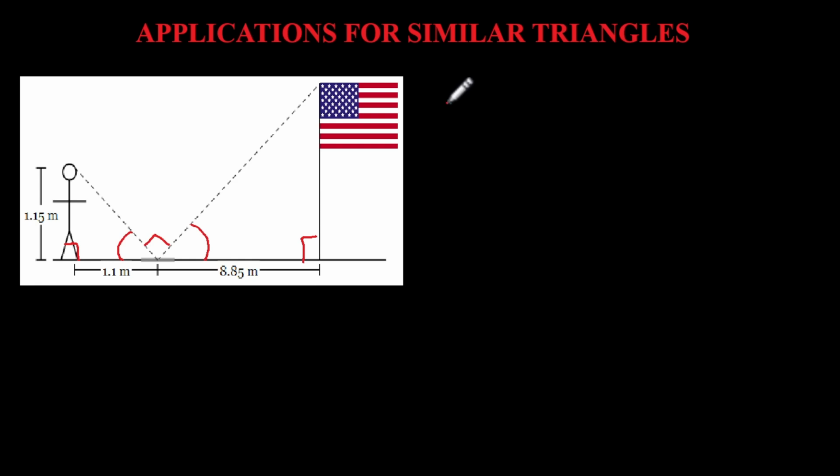So we start again with forming a proportion. So we need small and large triangles. The purpose of the first fraction is so that you don't mix up which things go in the top and which things go in the bottom. So I start by forming this proportion. The small triangle's base is 1.1 and the large triangle's base is 8.85. And then the height of the flagpole I don't know, but I know that my height is 1.15 meters.